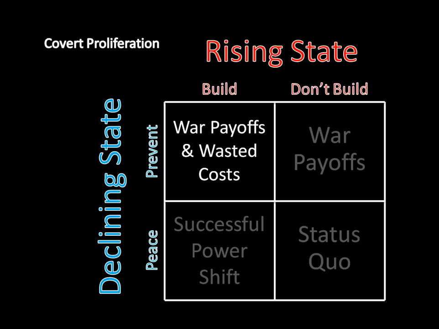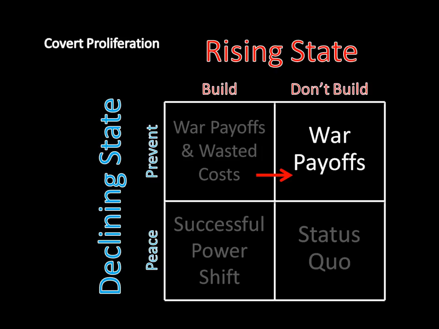Why is that? Well, it could go from getting its war payoff minus its costs of developing a nuclear weapon, which is never actually getting used, to just getting its war payoff. And so it's saving on this wasted cost of building a nuclear weapon, which it never actually gets to use. That means the rising state would want to change the strategy, change the expected outcome, if we were all expecting the declining state to prevent and the rising state to build a nuclear weapon.